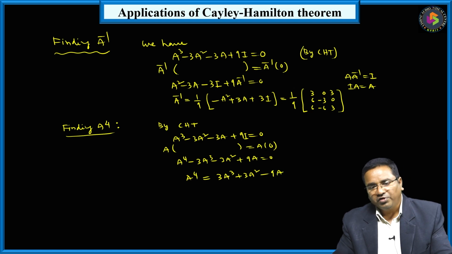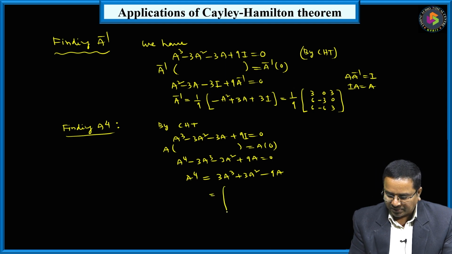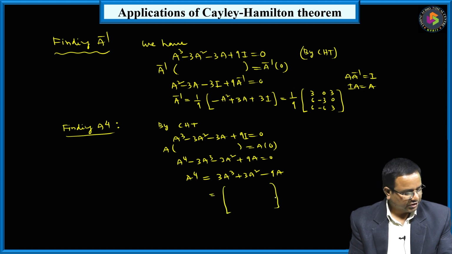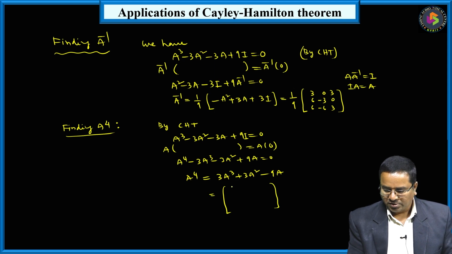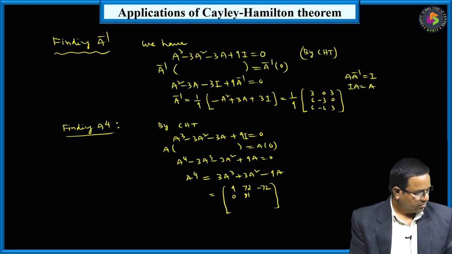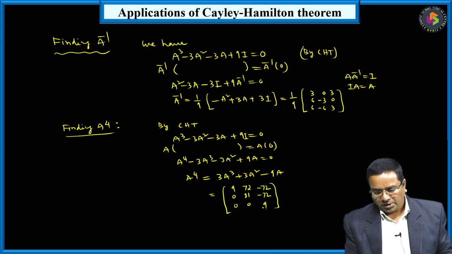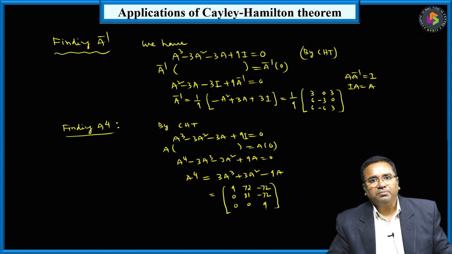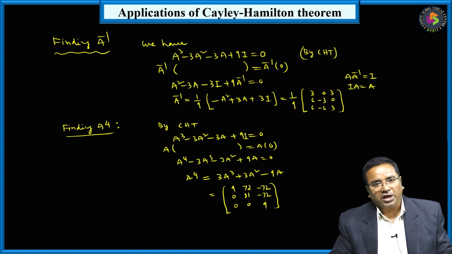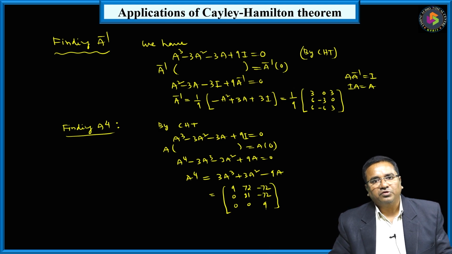So already A cube we have, already A square we have. By just simplifying this, we will get this one. Just check it also at home. This is the 972 and minus 72. This is 0, 81 minus 72, 0, 0, 9. So hence we proved this problem. Hence we proved the Cayley-Hamilton theorem, and also we found the inverse and power of the matrix.